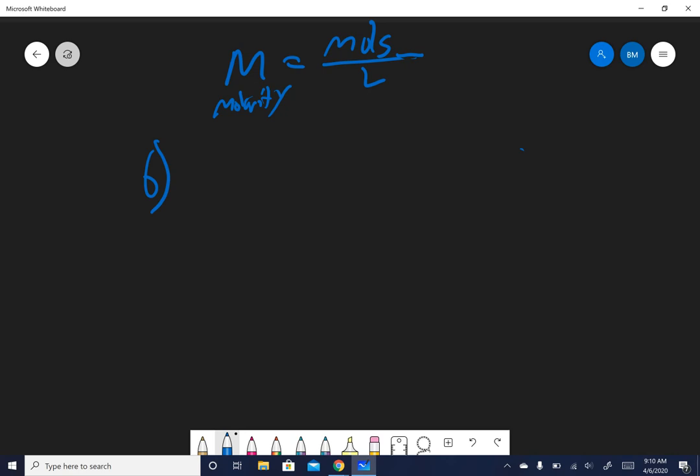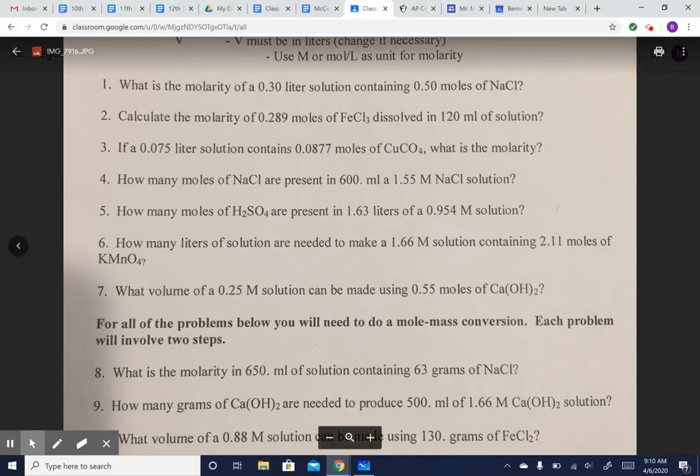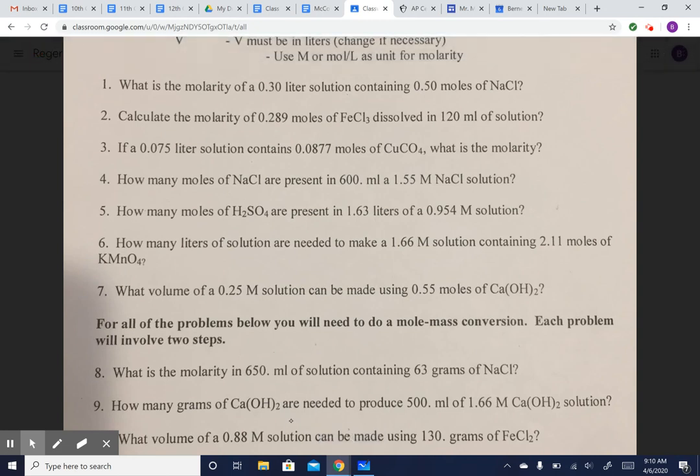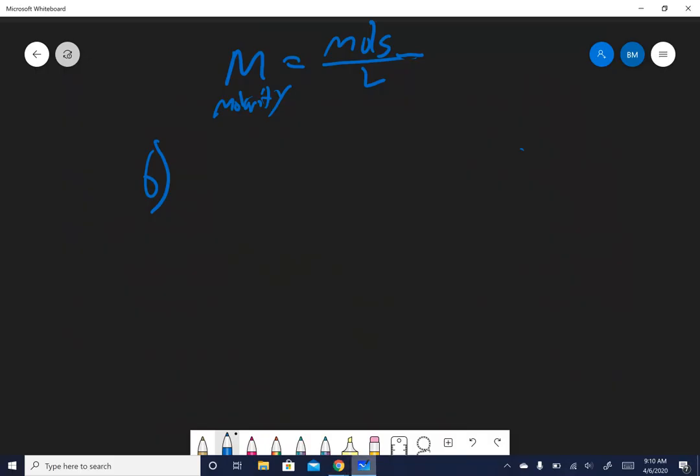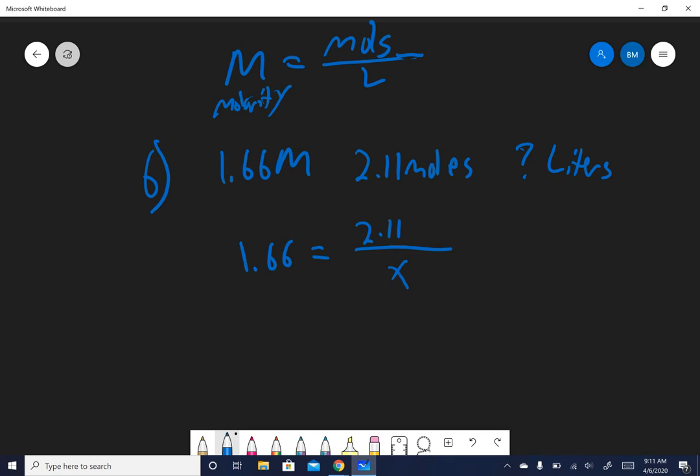Okay, number 6. How many liters of solution? Again, I'll go back so you can see it. Number 6, I didn't do that on the first couple. Sorry, guys. Number 6: how many liters of solution need to be made, 1.66 containing, so this time they give us moles and molarity, asking for liters. For number 6, they give us 1.66 for molarity and 2.11 for moles. They're looking for how many liters, so that's going to be X. Molarity is 1.66 equals moles, 2.11, and X goes for liters.